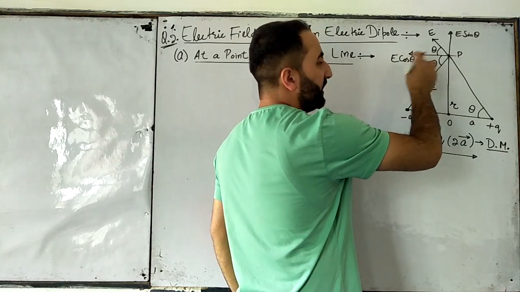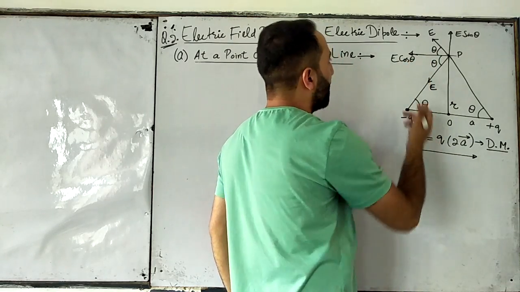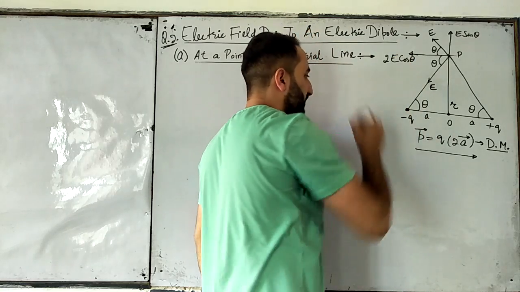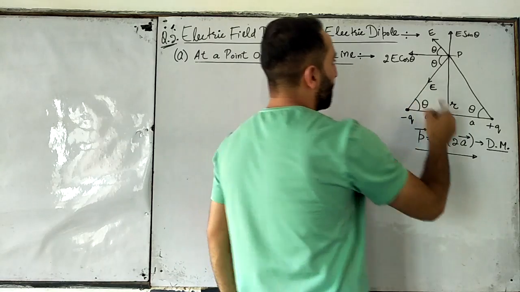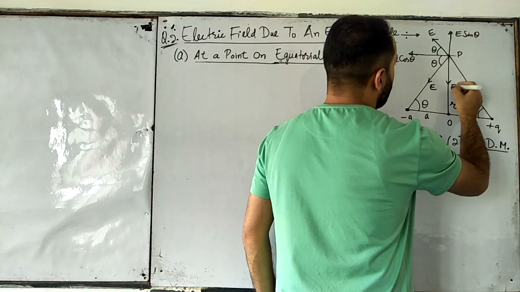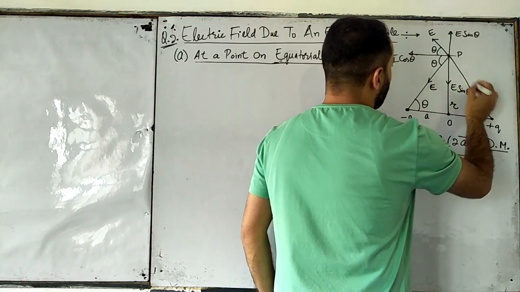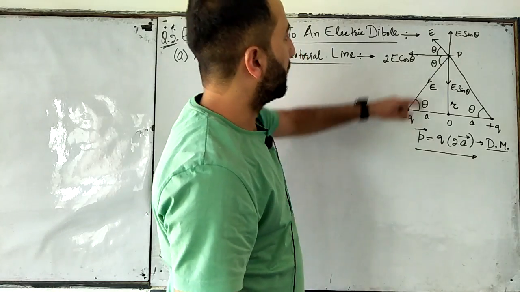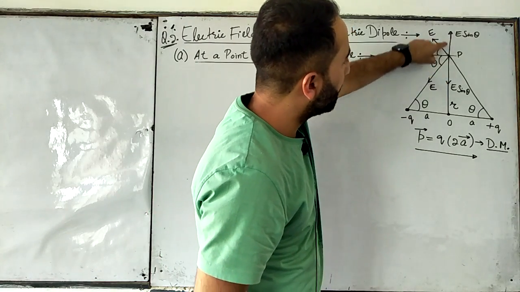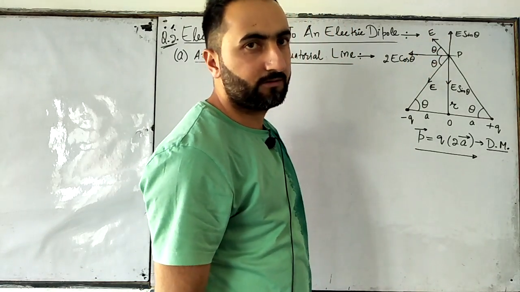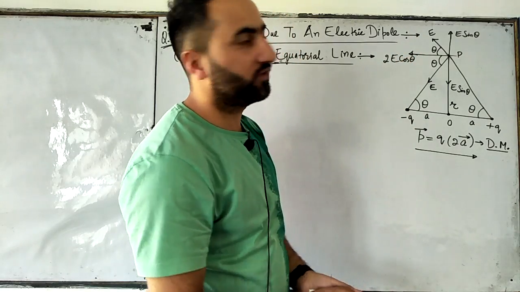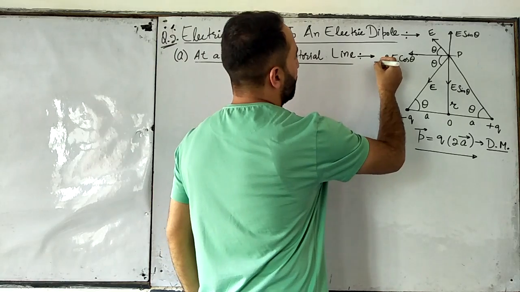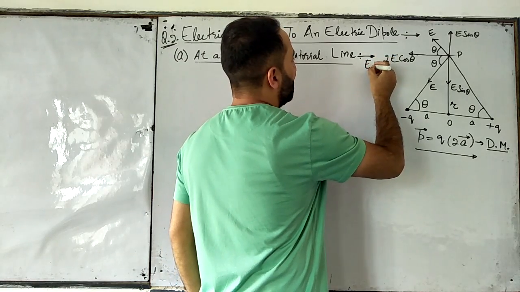So E cos theta and E cos theta are in the same direction, so they will add. E cos theta plus E cos theta equals twice E cos theta. Then the component of E in this direction will be equal to E sin theta. Now concentrate. Note here that the E sin theta and E sin theta are equal and opposite, so they will cancel. This E cos theta and E cos theta will add, so they will be twice E cos theta. And this is the net electrostatic field on the equatorial line. I will write it like this: E.